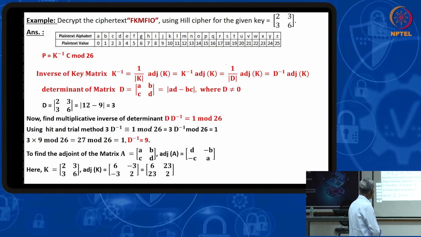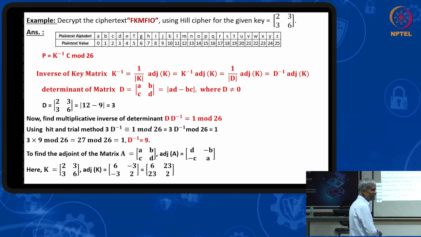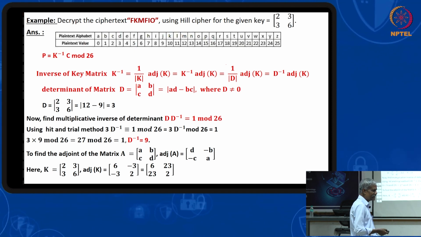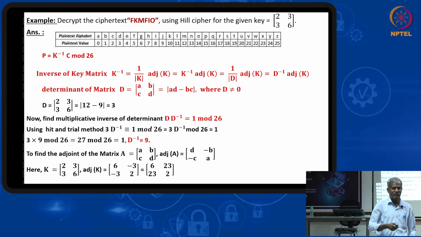Now how this is coming is, for this one, you leave this row, leave this column, and whatever is remaining, you have to take. If it is a 2 by 2 matrix, it is a single element. If it is a 3 by 3 matrix, there will be a small matrix.